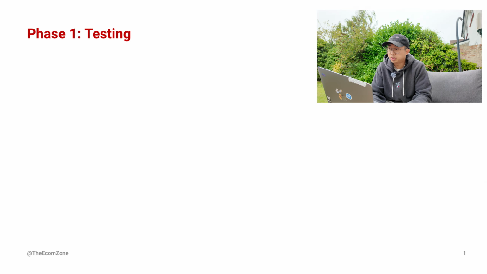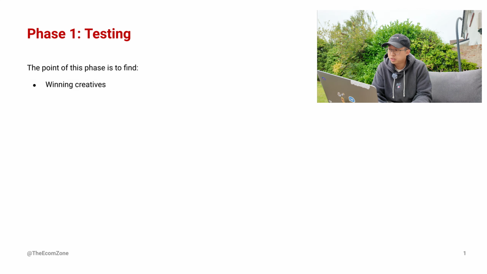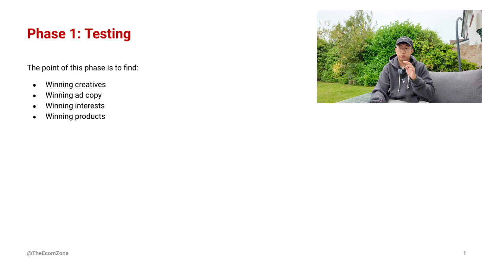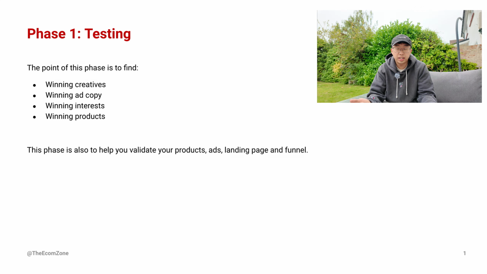So phase 1 is testing. The point of this phase is to find winning creatives, winning ad copy, winning interests, and winning products. Those are the 4 things you want to focus on. If your ads aren't working, you can quickly tell by checking the cost per click. If the cost per click is high, then your ad creatives aren't working. This phase also helps you validate your products, your ads, landing page, and funnel. At the end of the day, it's all about testing and finding what works for your products and your niche.